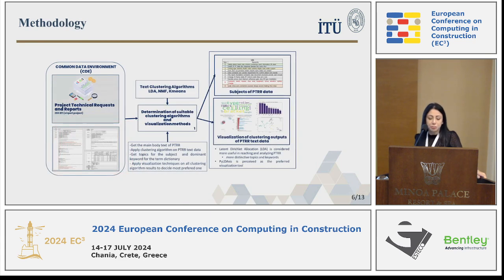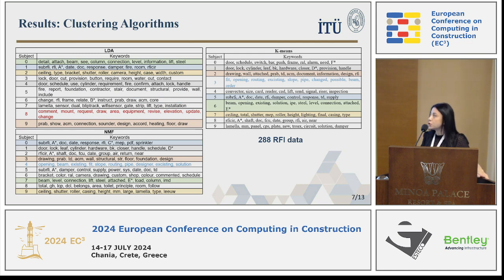In the methodology part, to obtain the RFI subjects from the complex structure of the RFIs, I used 288 RFIs, as I said before. Then I applied unsupervised machine learning clustering algorithms to extract RFI subjects. Finally, subject clustering results and visualization techniques were discussed with the experts to validate the results. Initial results contain some similar subjects. The same colors show the similarity of the three different clustering algorithms.